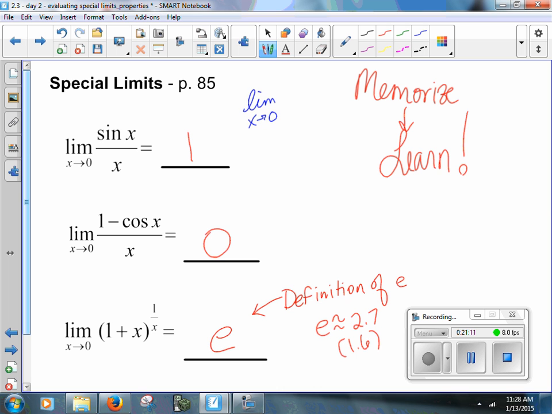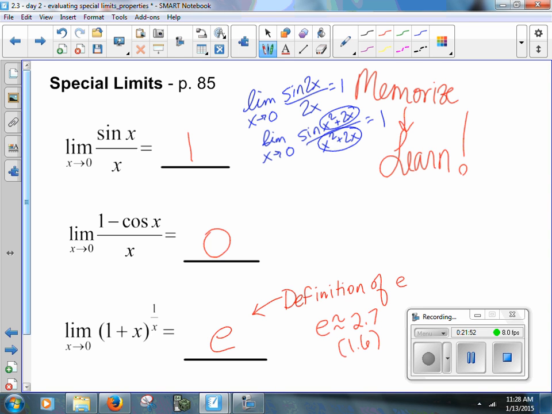I want you to write this: the sine of 2x over 2x. Do your functions match? 2x matches 2x. What do you think the limit would be? It would be 1. Do your functions in the original property match, x and x? If I had the limit as x approaches 0 of sine of x squared plus 2x over x squared plus 2x, what would it be equivalent to? Do you see how the functions are the same?